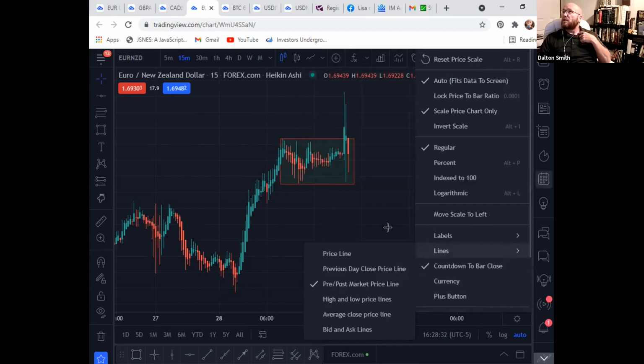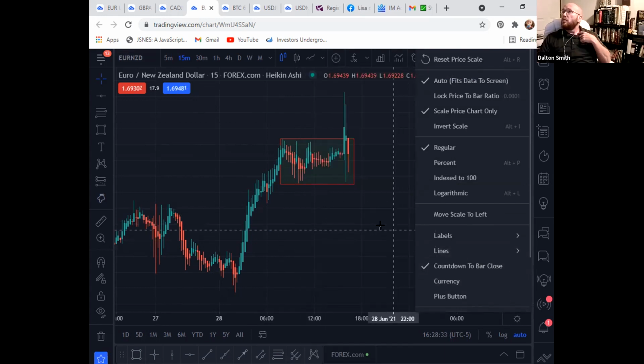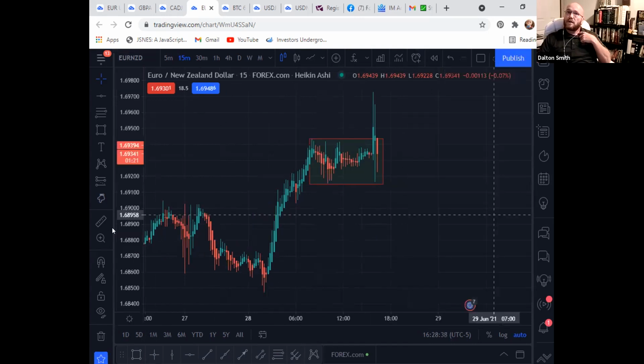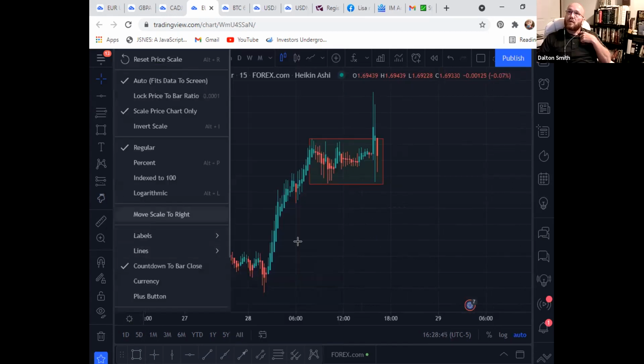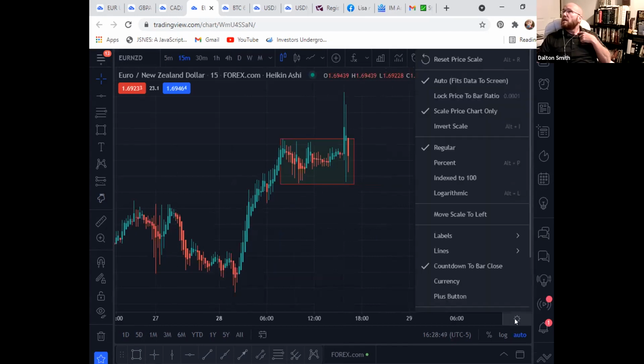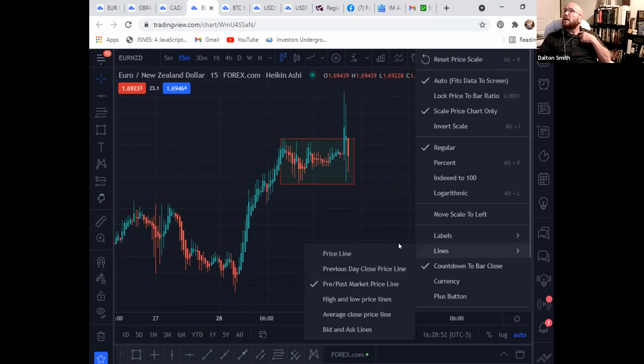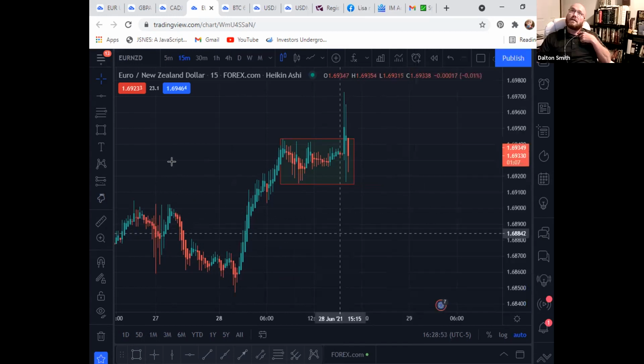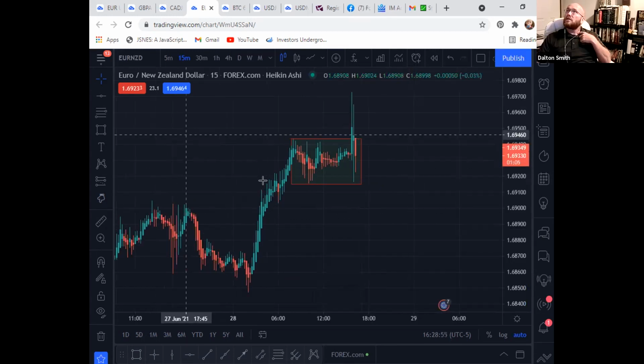If you don't like all this stuff being on the right side, you can move it to the left. So it's over here. If you want the right side to be clean and you want all your tools on one side, you can move this back and forth. That's really about it, guys. That's TradingView in a nutshell.